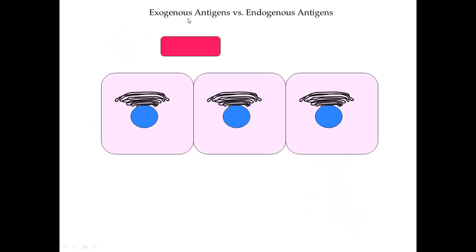There are two basic classes, two broad classes of antigens. And the way that the host responds to these two types of antigens is different. So first, let's start by defining these two different types of antigens. To understand this, we're going to look at this cartoon schematic of a bacterial cell here represented in pink and some of our own cells represented in light pink.